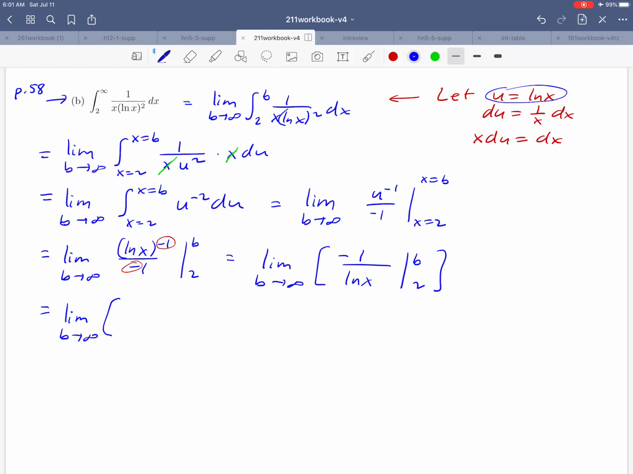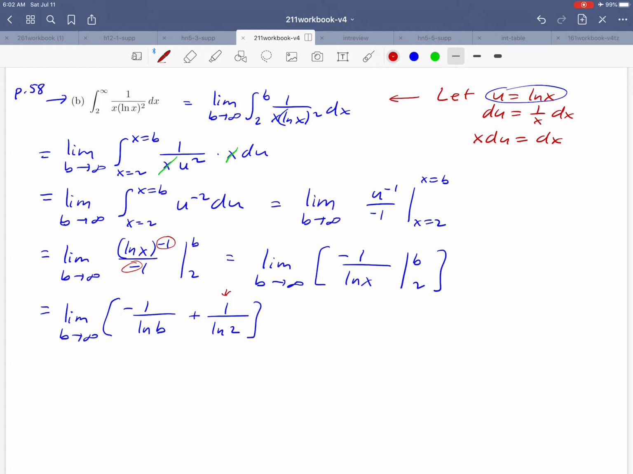All right, so ready to plug in our limits. So the upper limit is b. If we substitute that in for x, we're going to get negative 1 over ln of b. And then if we substitute 2 in, we're going to get minus a negative. That's going to give us a plus 1 over ln of 2. Okay, and last step then would be to calculate this limit. So the second fraction doesn't have any b's in it, so 1 over ln of 2 is not going to be affected by this limit.